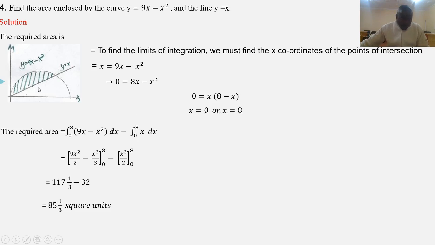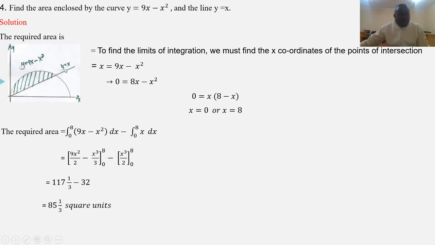Meaning that my value of x here is 0 and my value of x here is 8. So the limits are 8 and 0. I don't need to find the value of y because it does not assist me in this case. What I needed is the limits. If you are asked for the coordinates, I would also find the value of y, but I don't need it. I need only the values of x to get the limits.